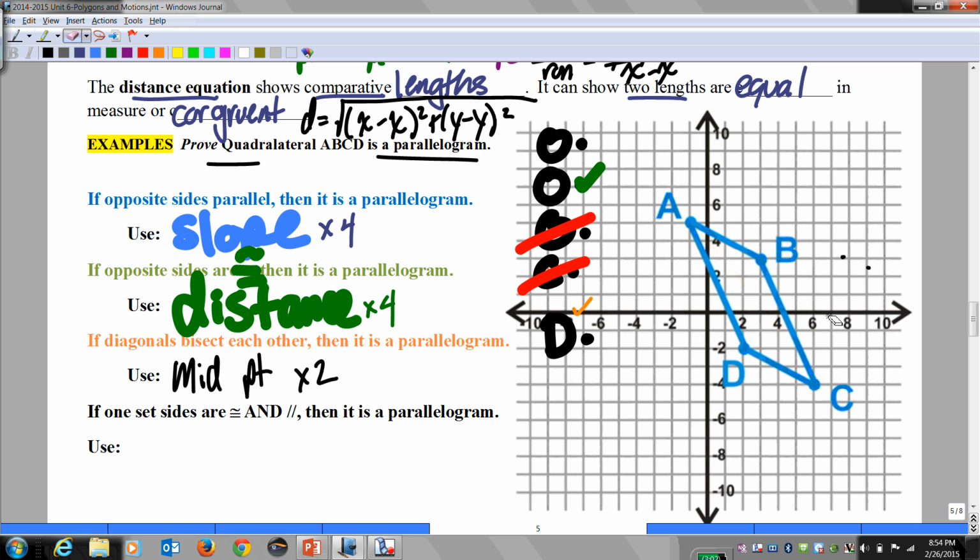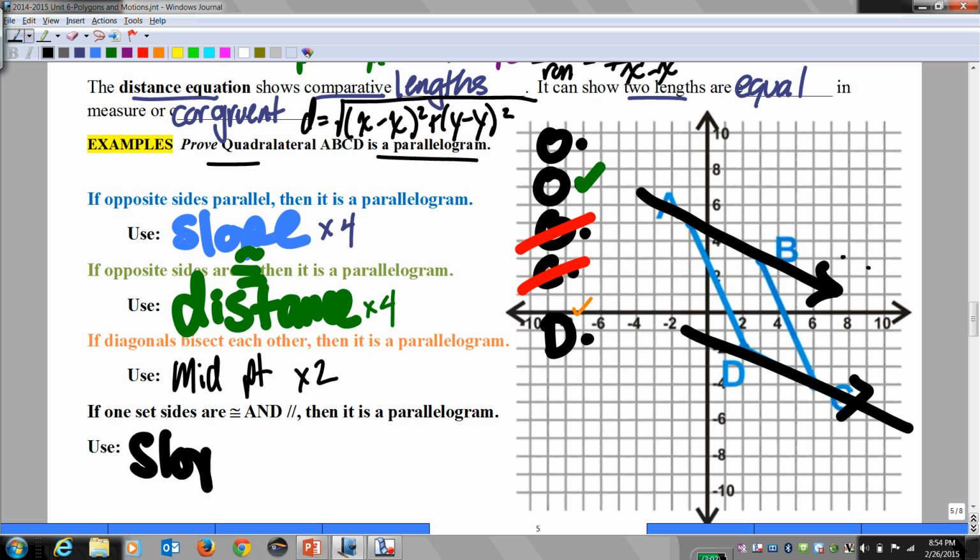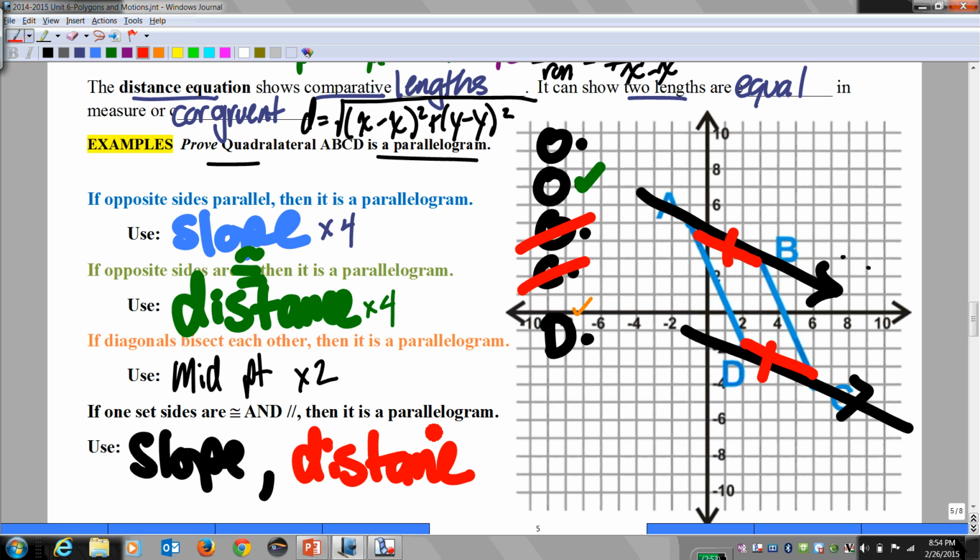Last way I could prove it's a parallelogram, if the same set of sides were both congruent and parallel. So for example, if I found the slope of these two and showed that they're parallel, and then if I showed the length of these two were also congruent by distance, then it's a parallelogram. So by using a combination of midpoint, slope, and distance, I have 4 different ways to prove that that's a parallelogram.